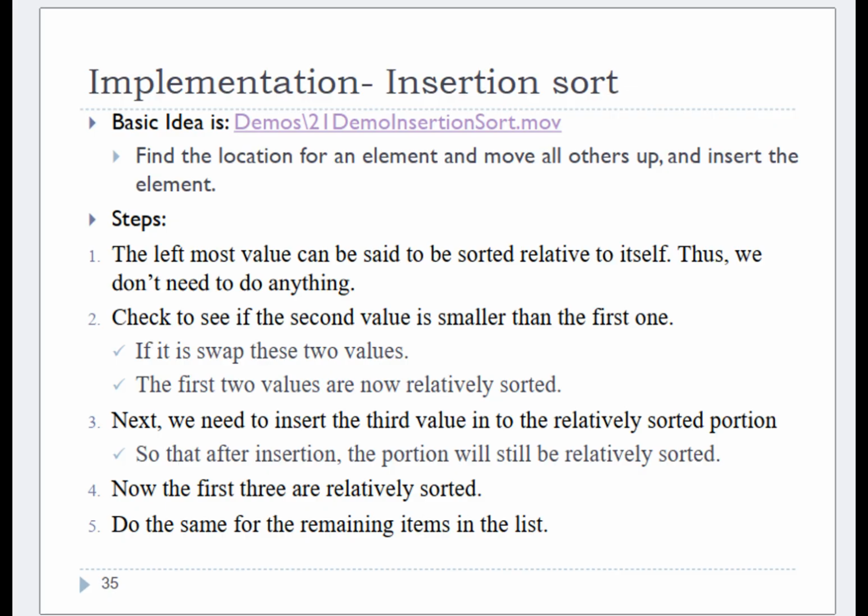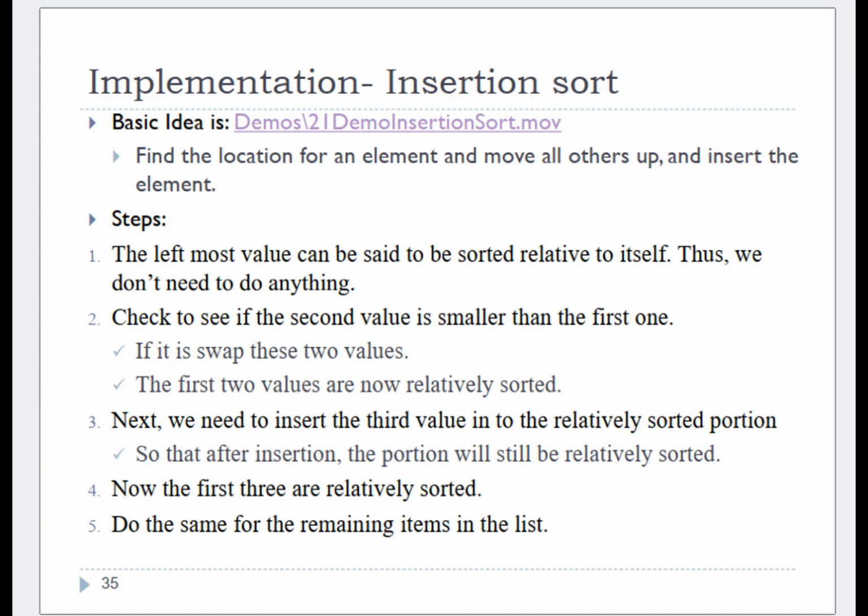Steps. 1. The leftmost value can be said to be sorted relative to itself. Thus, we don't need to do anything. 2. Check to see if the second value is smaller than the first one. If it is, swap these two values. The first two values are now relatively sorted.